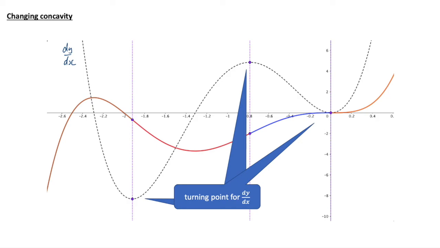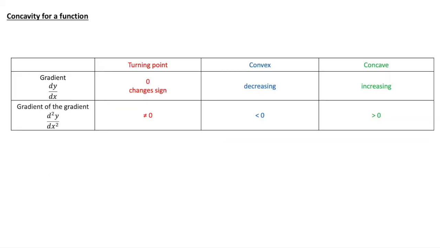We'll come back to that when we're looking at what are called points of inflection. You've met stationary points of inflection, but we'll come back to that in another video. For the moment, we'll just have a look at the classification of convex and concave. So it's related to the gradient. For a turning point, we know that the gradient is 0 and that dy by dx is changing sign. For a convex function, the gradient is decreasing, and for a concave function, the gradient is increasing.